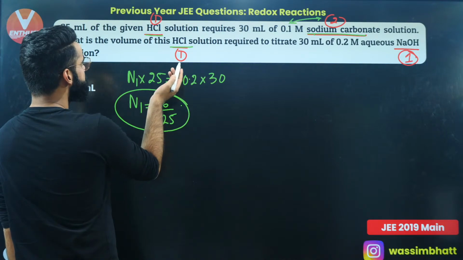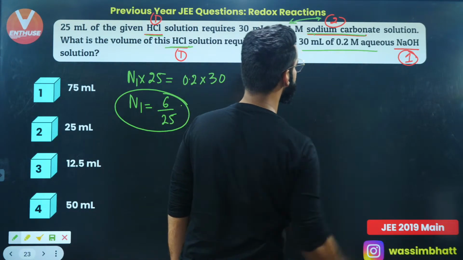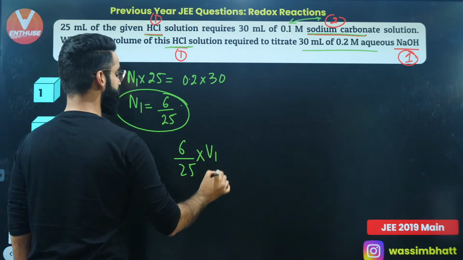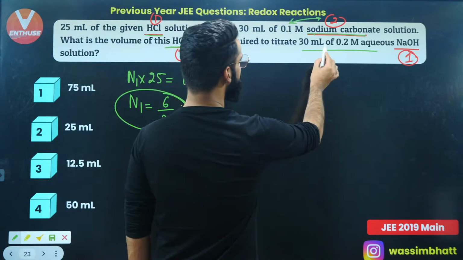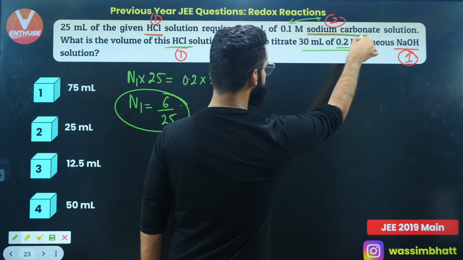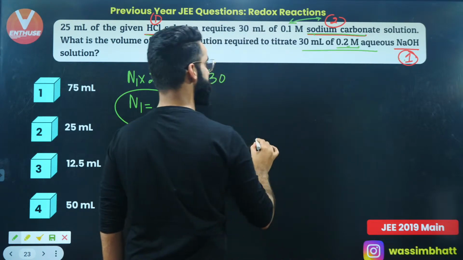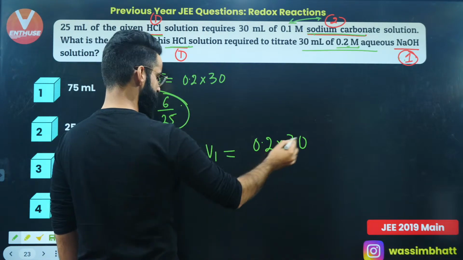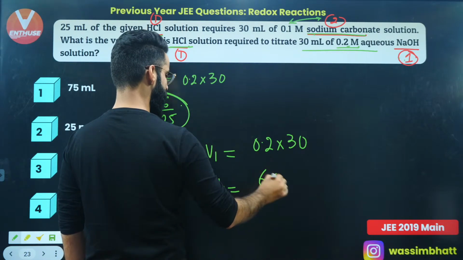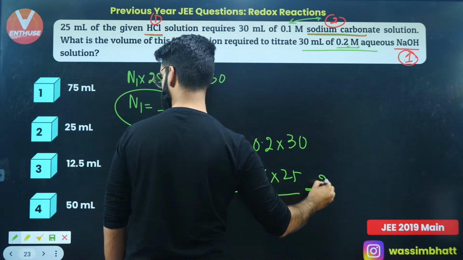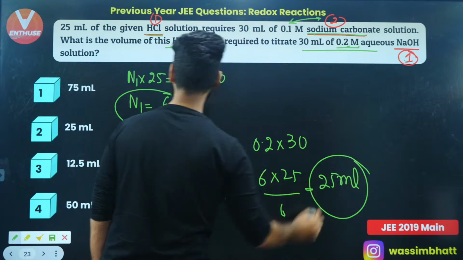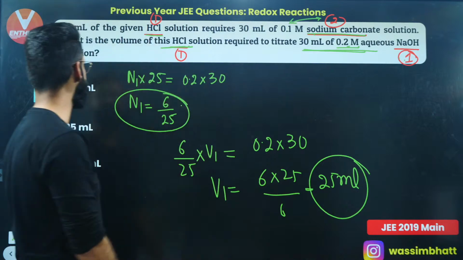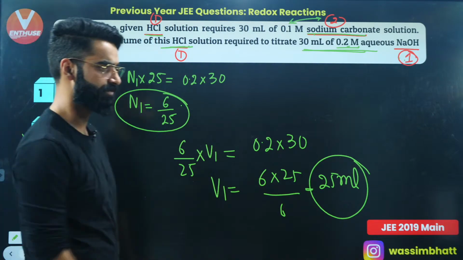So now let's try to equate the milliequivalence of HCl with the milliequivalence of aqueous NaOH. Milliequivalence of HCl is normality of HCl multiplied by volume of HCl in ml, equal to milliequivalence of aqueous NaOH. Normality of aqueous NaOH, molarity multiplied by n factor, is 0.2 only, multiplied with its volume, that is 30. So from here you can get the value of V1. This value will come out to be 6 multiplied by 25 divided by 6, which comes out to be 25 ml. So 25 ml is the volume of HCl solution required to titrate 30 ml of 0.2 molar aqueous NaOH solution. So option 2 is the correct answer of this question, right?